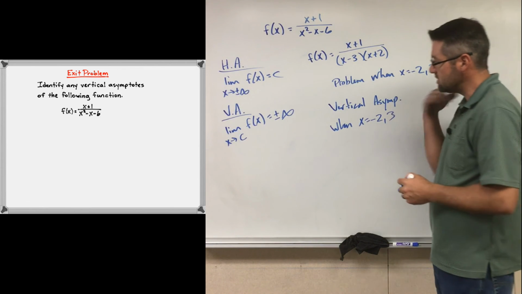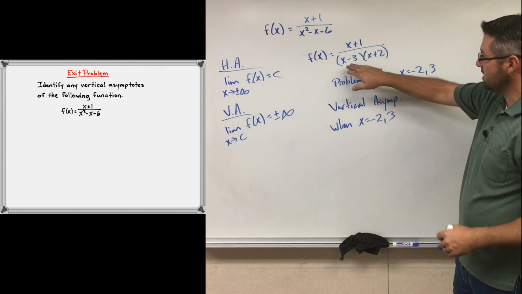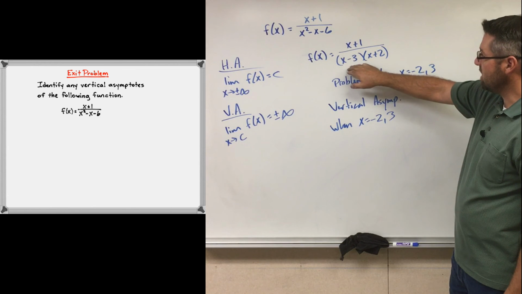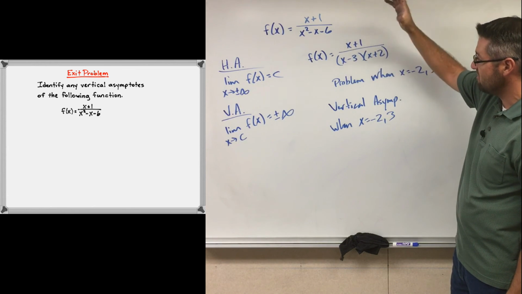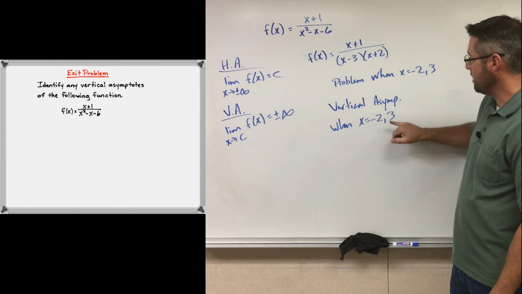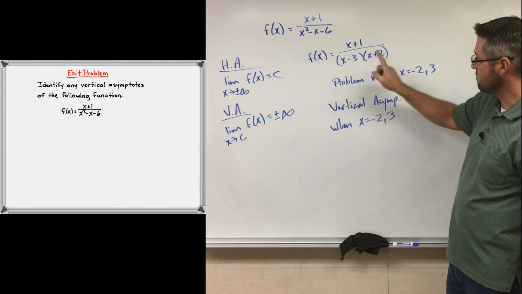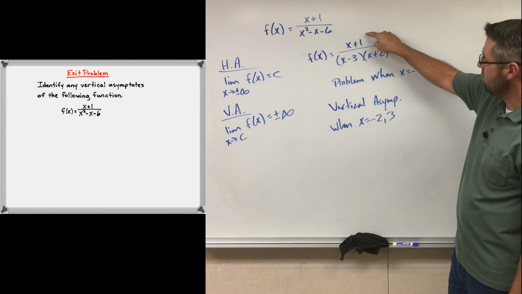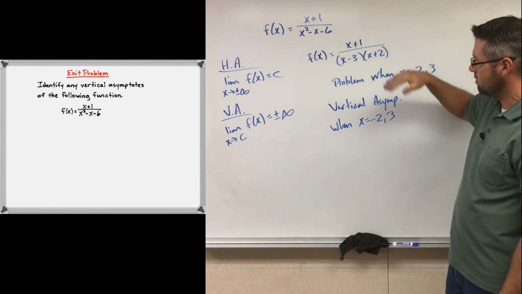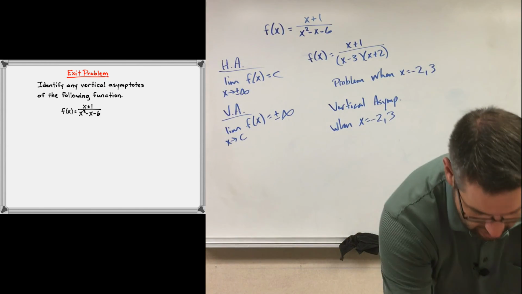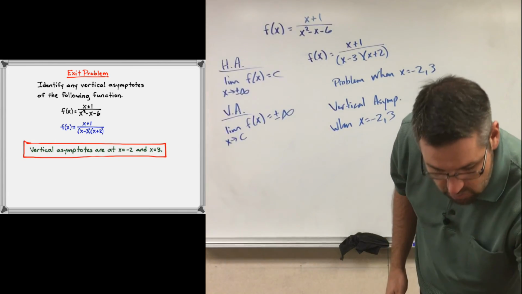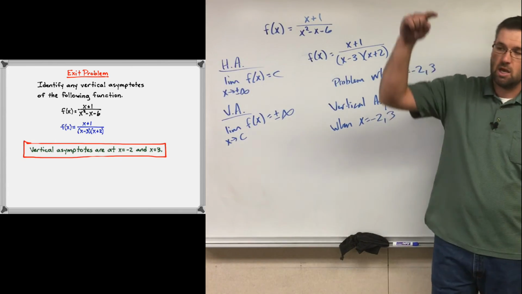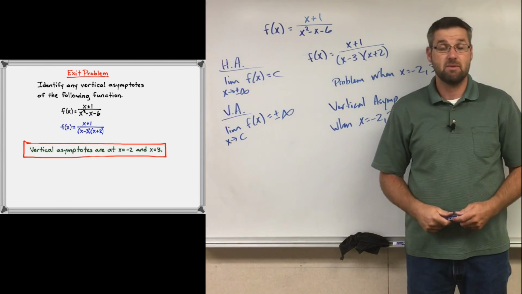Okay, and that is because if I take the limit as x approaches 3, I'm going to get a 0 here, and I'm going to get numbers here. So a number divided by 0 is infinity. If I plug in -2, take the limit as x approaches -2, I get a 0 there. These are going to be numbers. A number divided by 0 is infinity. So that is that. Vertical asymptotes at x equals -2 and x equals 3. Remember, vertical asymptotes and infinite discontinuity are the same thing.